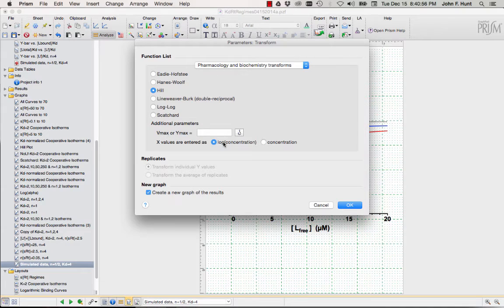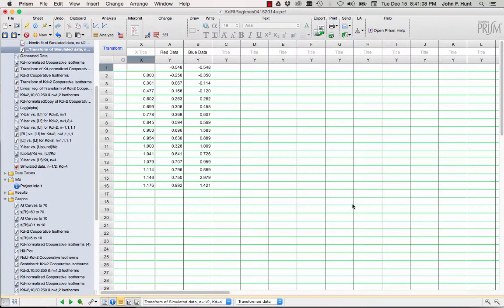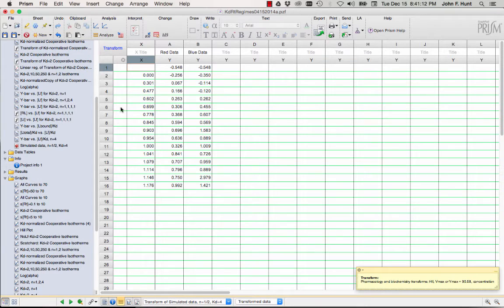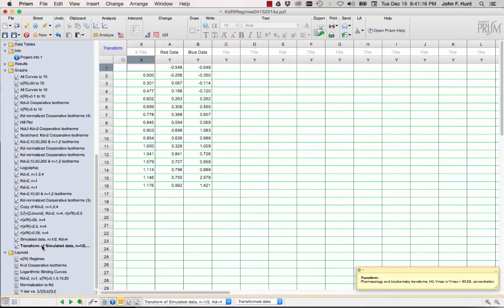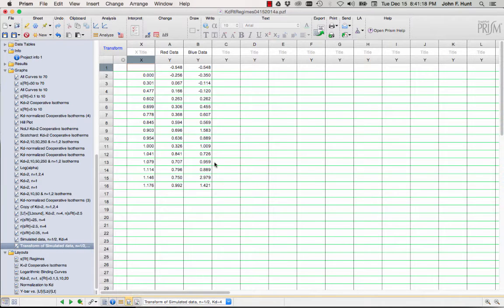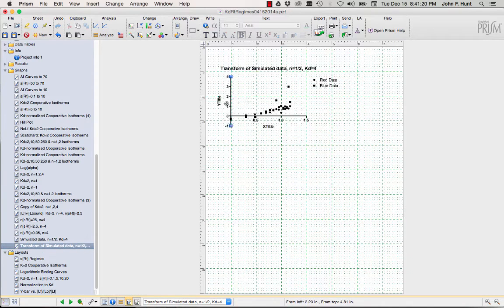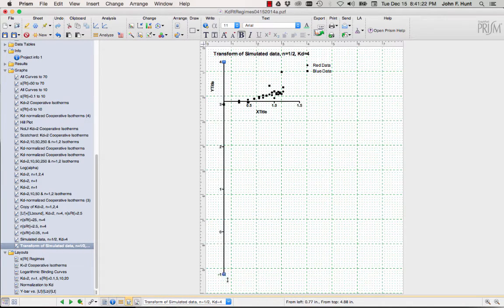And it now asks us for the value at Vmax or Ymax. We decided the best estimate we have at the moment is 90.58. The X values that we entered were not log concentration. They were concentration. And we're going to go ahead and do this. And it has transformed the data into the proper format for the Hill plot. And this being Prism, it has automatically plotted it for us. Let's look at that. Let's stretch this out so we can see it.